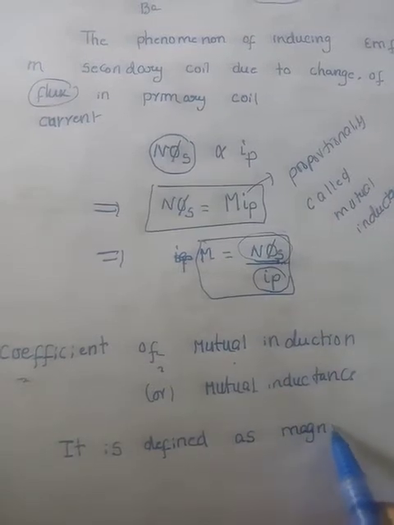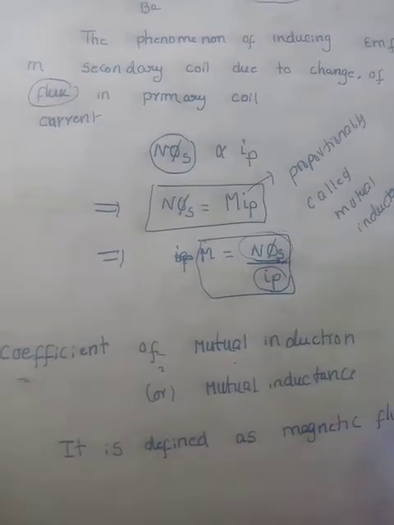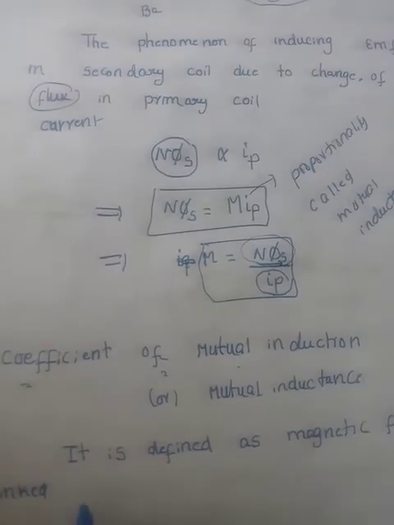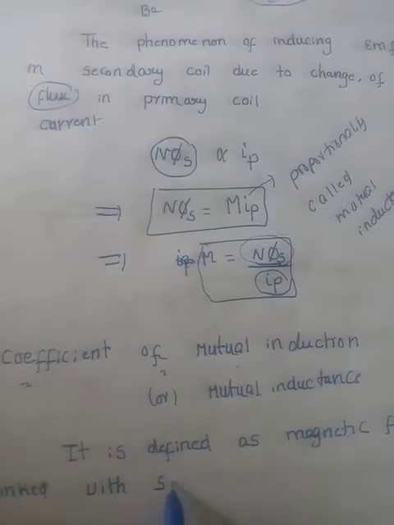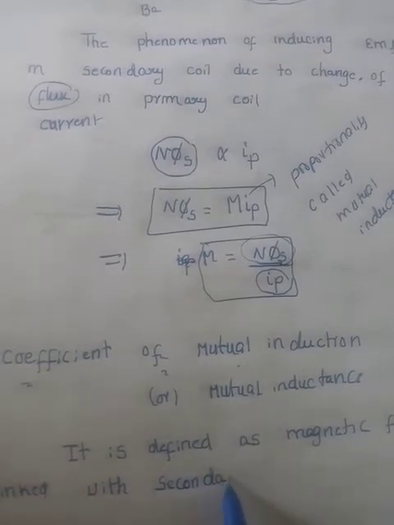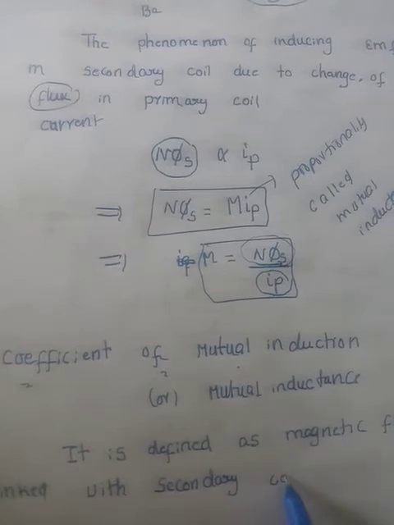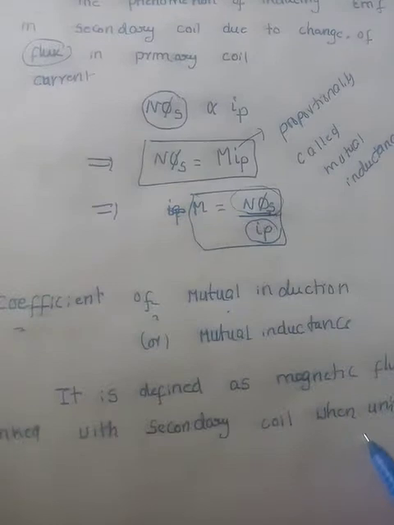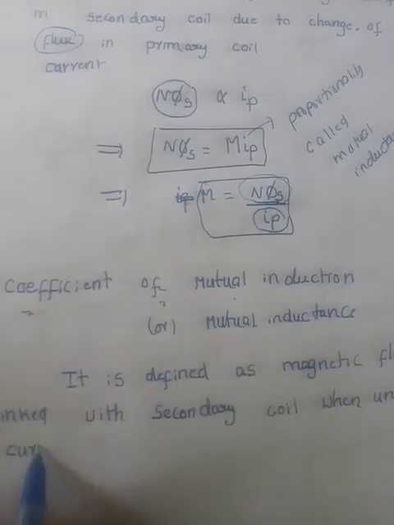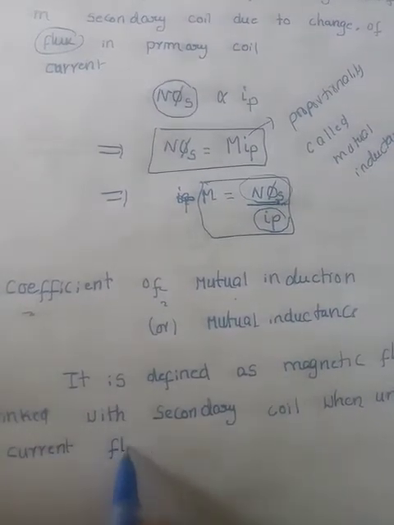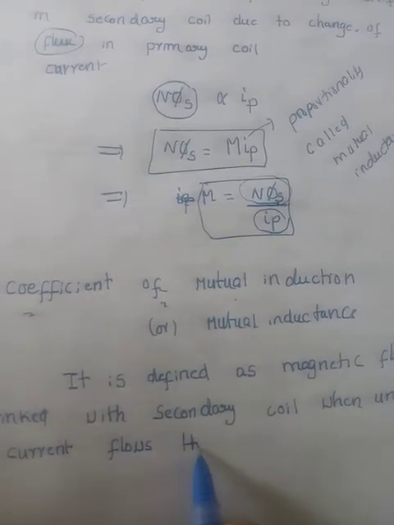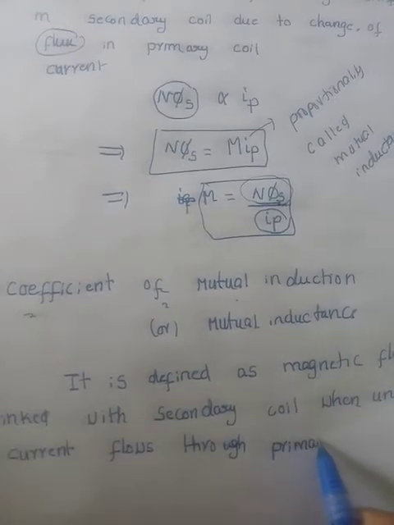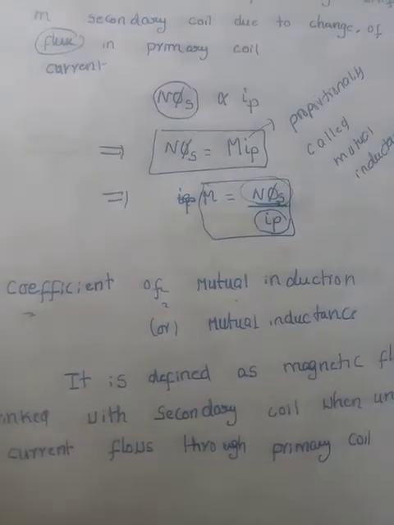It is defined as the magnetic flux linked with the secondary coil when unit current flows through the primary coil.